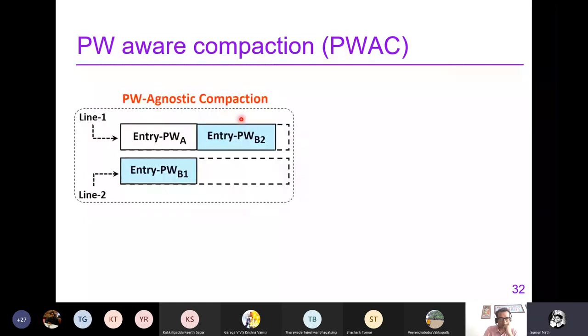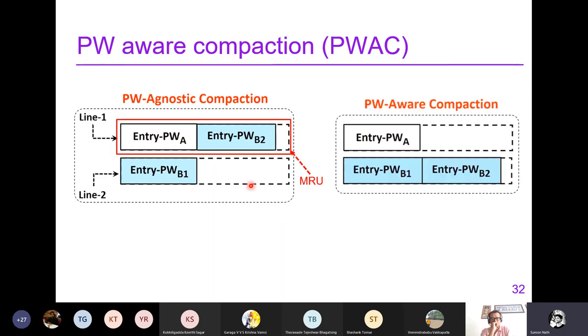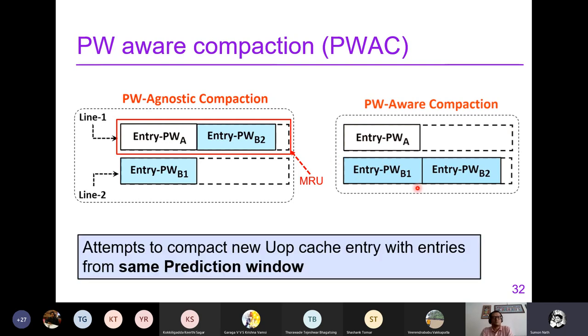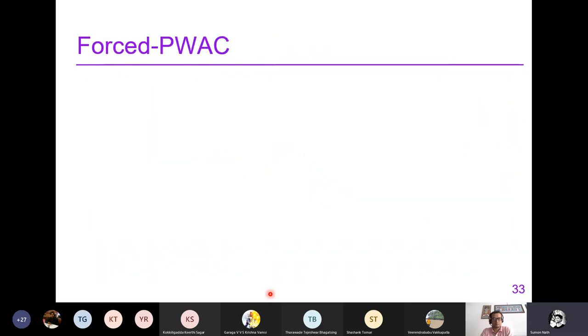The simple replacement-aware technique is used. So the entry from prediction window B, this is the new entry, and it is compacted with this line, which is the MRU line. And in case this PWAC compaction technique is used, it forces the micro-op cache entry from prediction window B to compact with an entry from the same prediction window. So this is what PWAC does. It attempts to compact new micro-op cache entries with entries from the same prediction window. And this is the last compaction technique, which is forced PWAC.